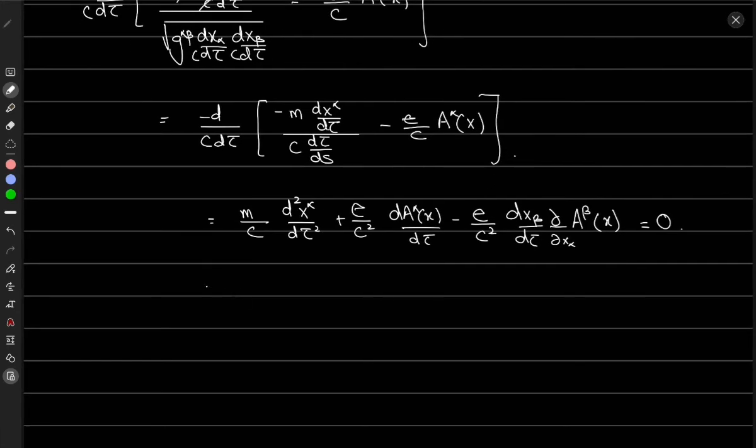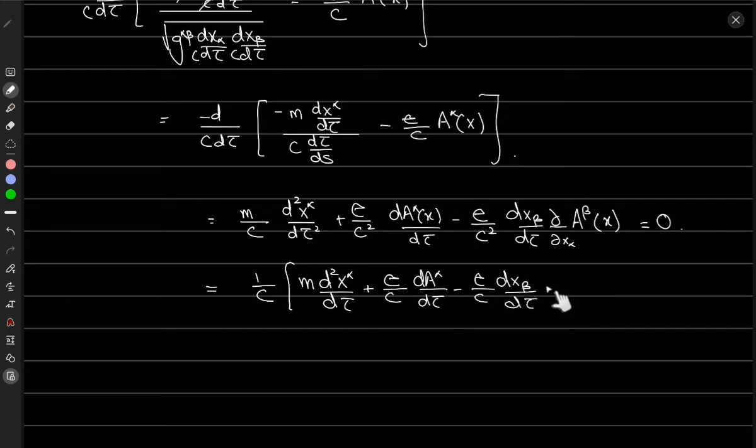Now let's clean this up a bit. This would become 1 over c factored out, and we have m d squared x alpha over d tau squared plus e over c dA alpha over d tau minus e over c dx beta over d tau partial alpha A beta of x. Right, so this is equal to 0 again. You can see this equation already looks like an equation of motion for a particle, right?